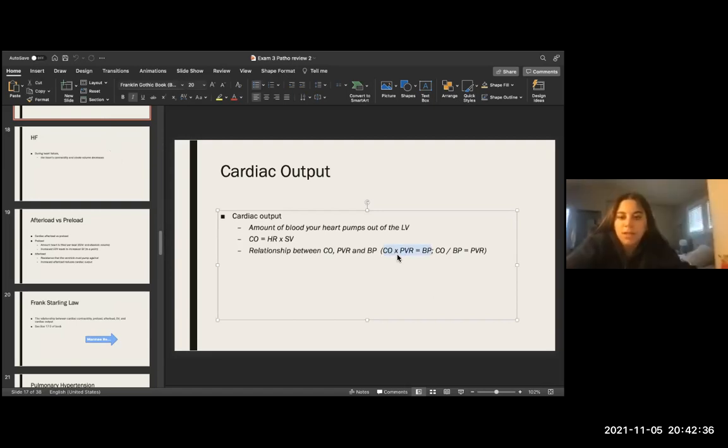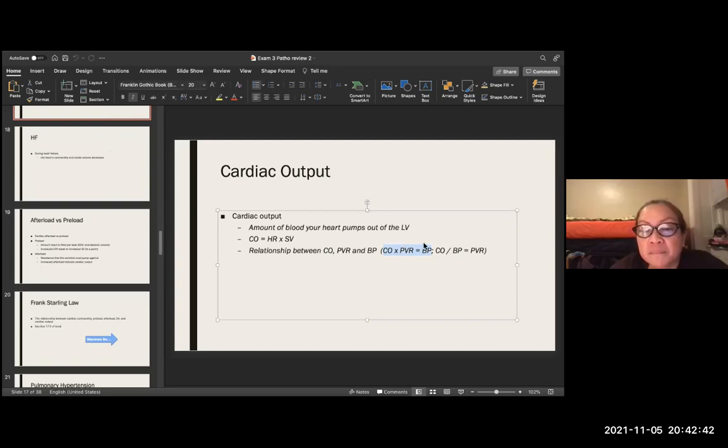the CO and the PVR, these are directly related, right? If there is an increase in BP, there's an increase in PVR, there's an increase in cardiac output. But you know why it becomes inversely proportional? There is the slash, or you divide it. The slash is like a division, right? Whatever is in the denominator is the inversely proportional. Got it?